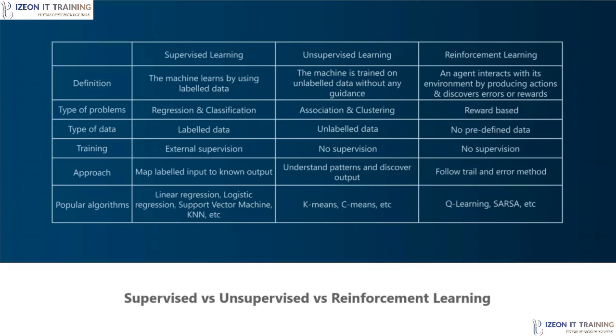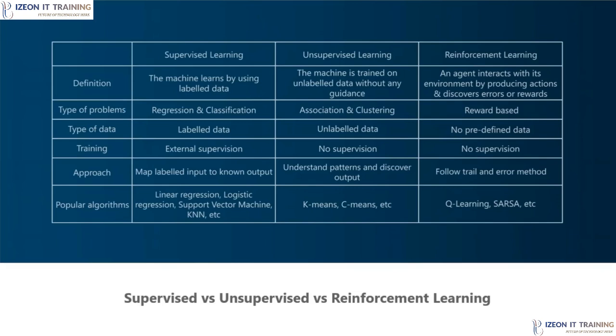Now, what are the type of problems that can be solved by using supervised, unsupervised, and reinforcement learning? When it comes to supervised learning, the two main types of problems that are solved are regression problems and classification problems. When it comes to unsupervised learning, it is association and clustering problems. When it comes to reinforcement learning, it's reward-based problems. I'll be discussing regression, classification, clustering, and all of this in the upcoming slides, so don't worry if you don't understand this.